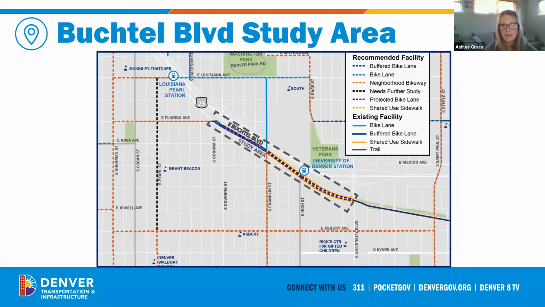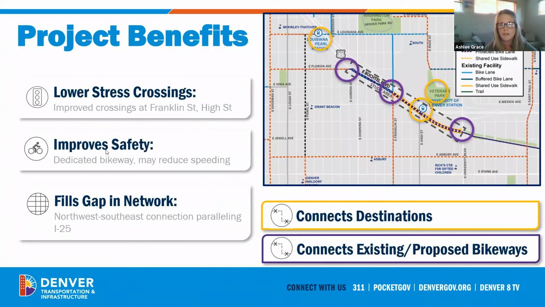And this is the study area that we're talking about. We have Bucktail, and we'll be designing a bike facility from Corona/Florida all the way down to University. There are a number of benefits to this project. In addition to a wonderful bike facility, we will be looking at lower stress crossings for folks getting across Bucktail, specifically at Franklin and High.